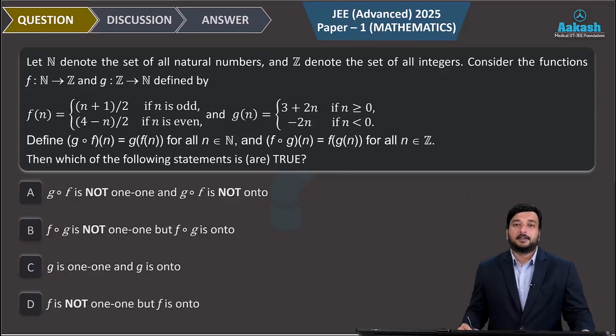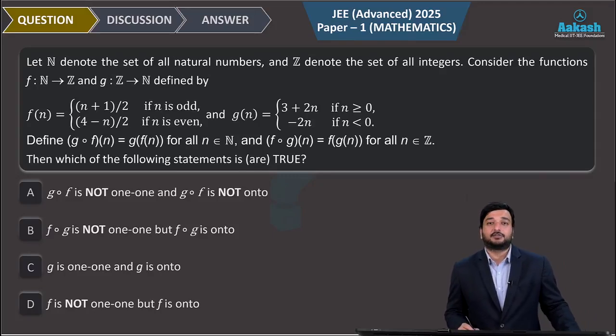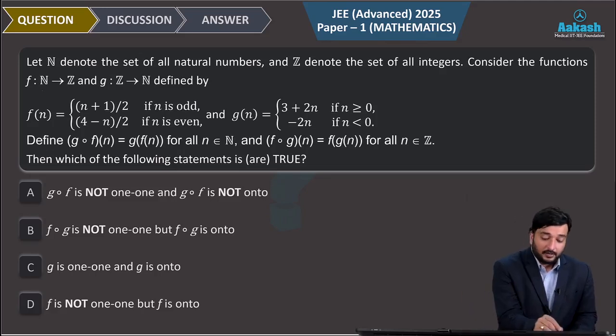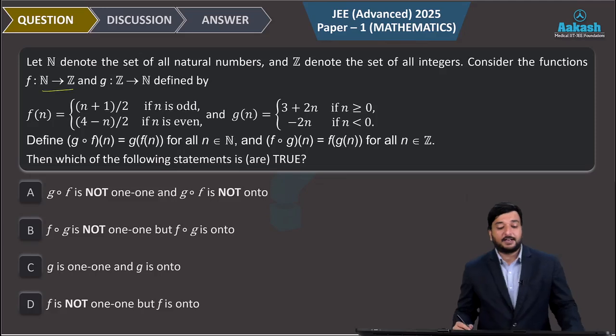Hello students, this is one of the beautiful problems that has been given in JEE Advanced 2025 paper number 1. The question says, let N denote the set of natural numbers and Z denote the set of all integers. Consider the function f that is defined from natural numbers to integers and g is a function defined from integers to natural numbers.